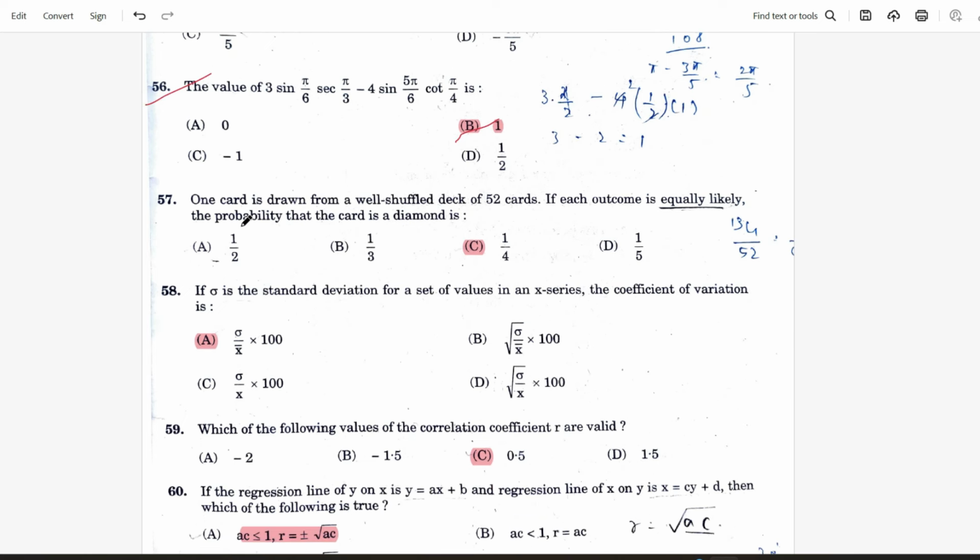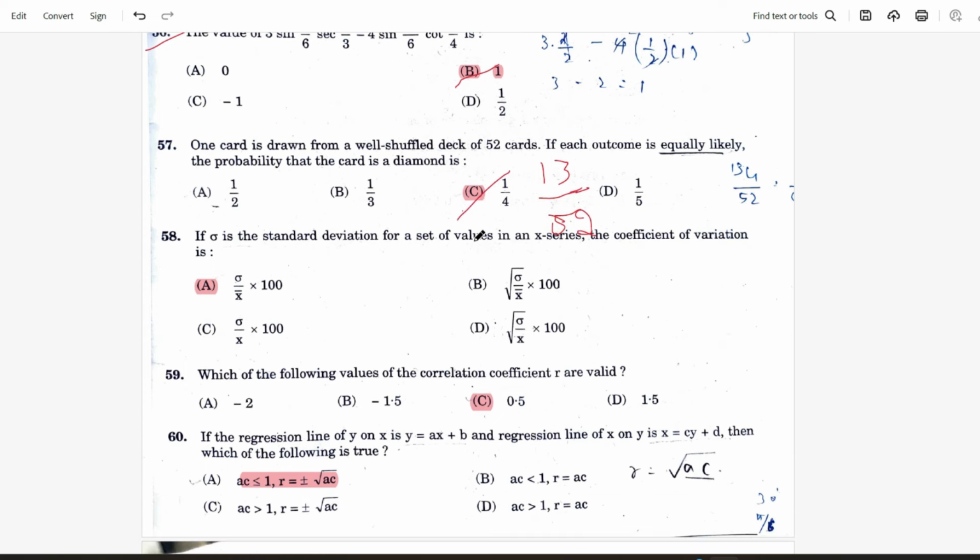Then a question from probability is also there, like shuffling of cards. One card is drawn from a well shuffled pack of 52 cards. If each outcome is equally likely, the probability of getting a diamond card, since 13 cards are diamonds in a pack of playing cards, is 13 by 52. So 1 by 4 is the right answer.